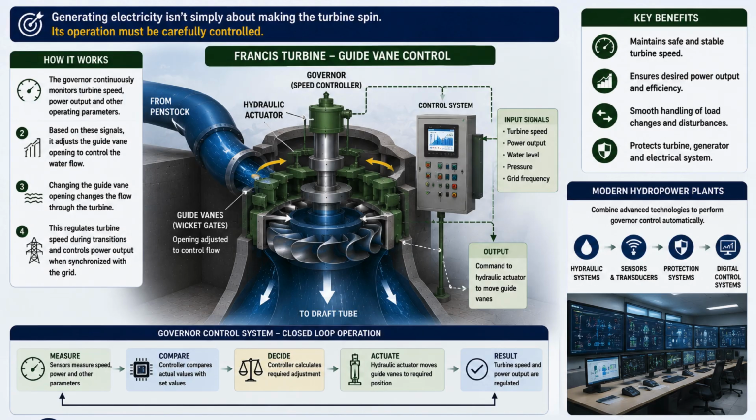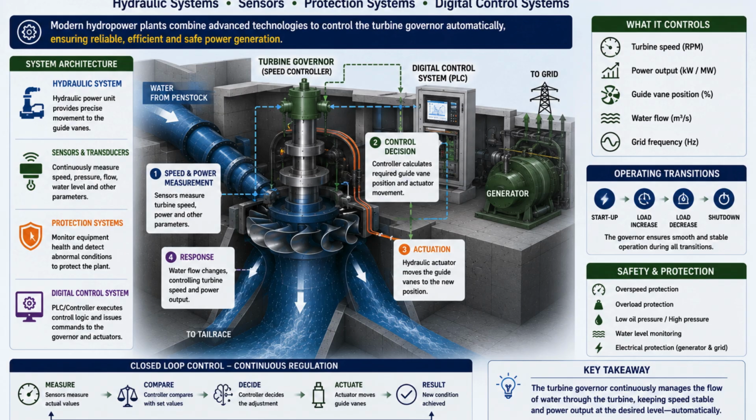Generating electricity isn't simply about making the turbine spin. Its operation must be carefully controlled. The turbine governor continuously manages the flow of water through the turbine. For a Francis turbine, it does this primarily by controlling the opening of the guide vanes. The system helps regulate turbine speed during operating transitions and controls power output when the generator is synchronized with the electrical grid. Modern hydropower plants combine hydraulic systems, sensors, protection systems, and digital control systems to perform this automatically.